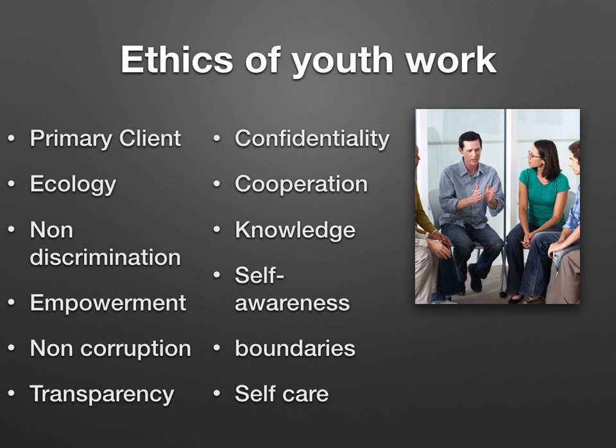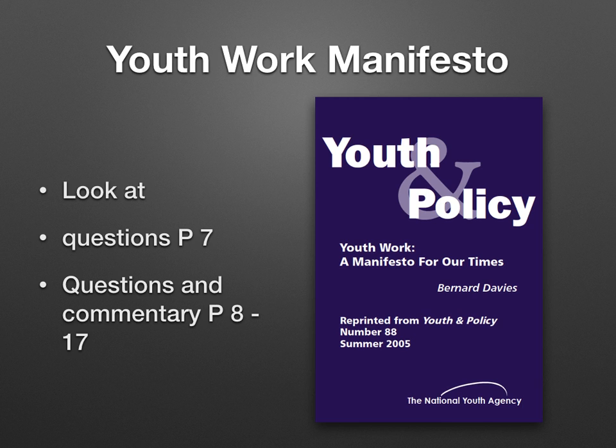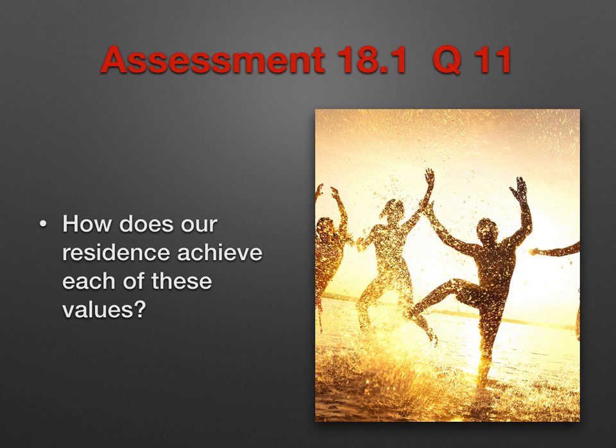So there's 2 documents there, and this assessment here, question 10, asks you to choose 3 values from the Code of Ethics and show how they are person-centered. And then this next question asks you to look at this youth manifesto policy and answer questions from that. Question 11 asks, how does your residents achieve each of these values? The values are important, and this assessment asks how you achieve these values.